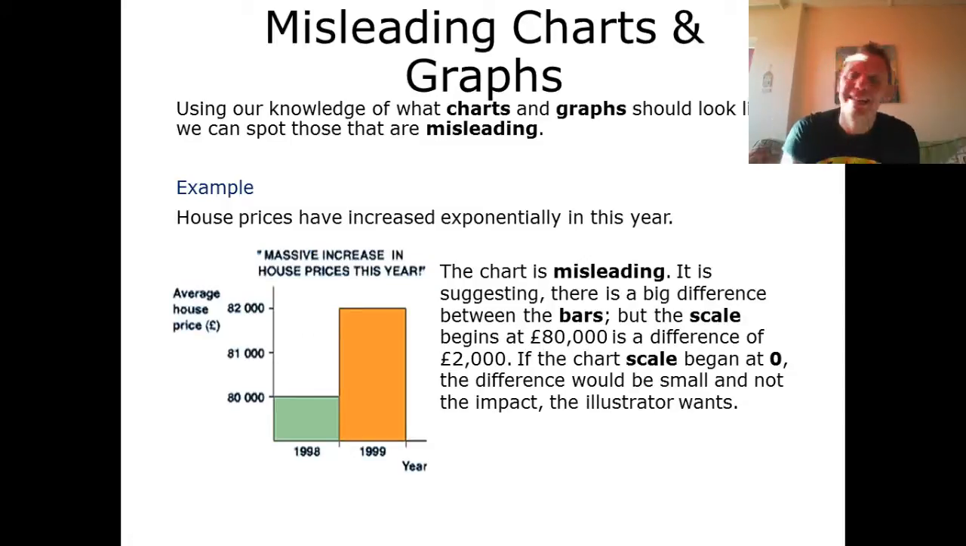In which case, this chart, if it was set up properly, would not have the impact that the illustrator was looking for. The illustrator was looking for people to question why house prices have increased by so much, and using this chart to support that. But obviously, we know what histograms and bar charts are meant to look like, in which case we can actually argue this and say that this is a misleading chart or graph.